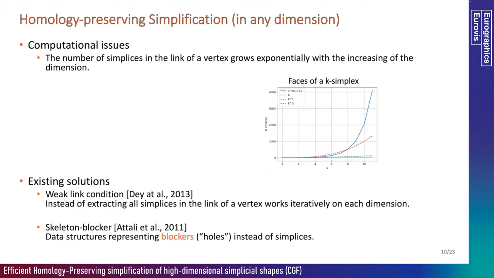One is the weak link condition, which basically tries to compute the link condition working on vertices, then edges, then triangles, and so on. So just on one level of simplices. And another possible solution is that of using the skeleton blocker, which is a data structure that has been developed specifically for the purpose of performing homology preserving simplification. We will get back to these two approaches in the experimental section.